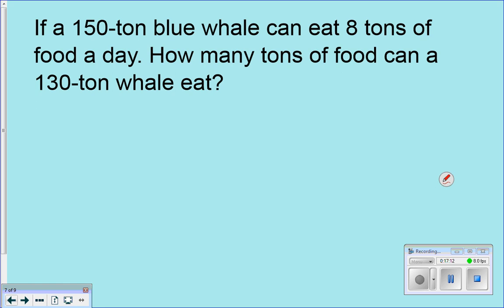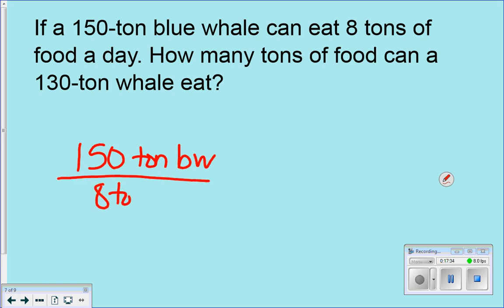Yep, so the first sentence already gives you that rate. And most of the time when you have a story problem, that's what's going to happen. That first sentence is going to give you that rate right off the bat, so you have something you can get written down. So my rate here would be 150 tons blue whale over the 8-ton food.